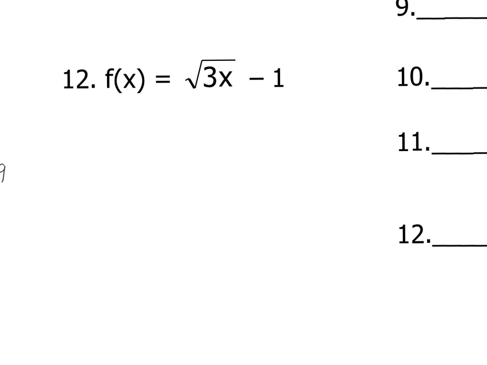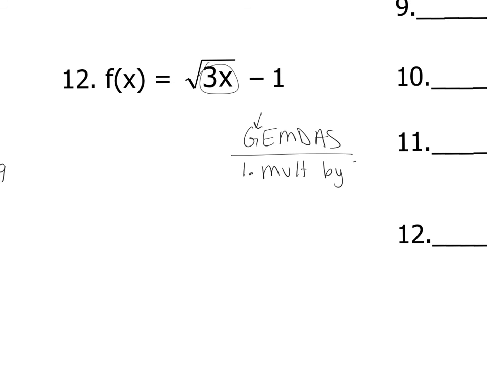Last but not least, GEMDAS. Here, there is a group. Well, it's within here. What's happening inside of there? I multiplied by 3. Outside of that, I'm square rooting, which technically falls into the exponent category. And then number 3, I subtracted 1.